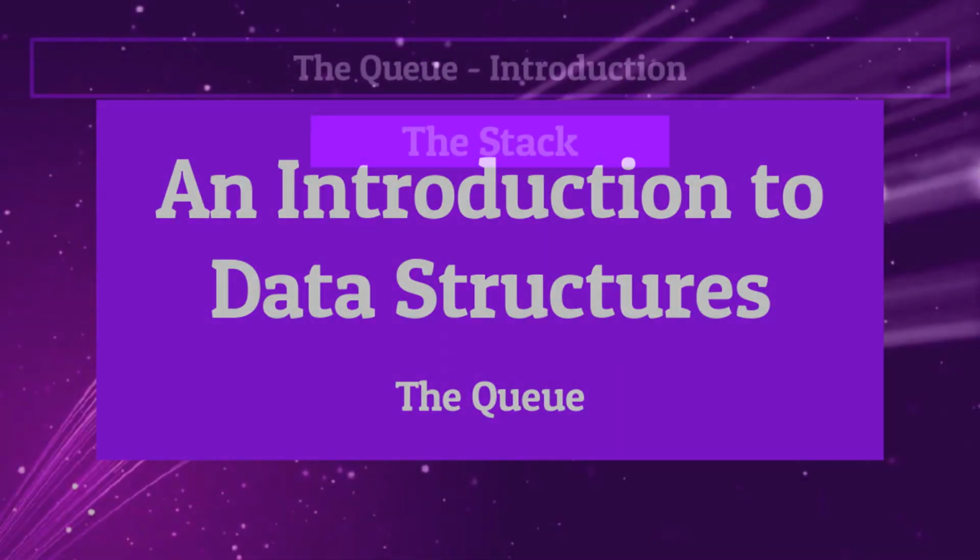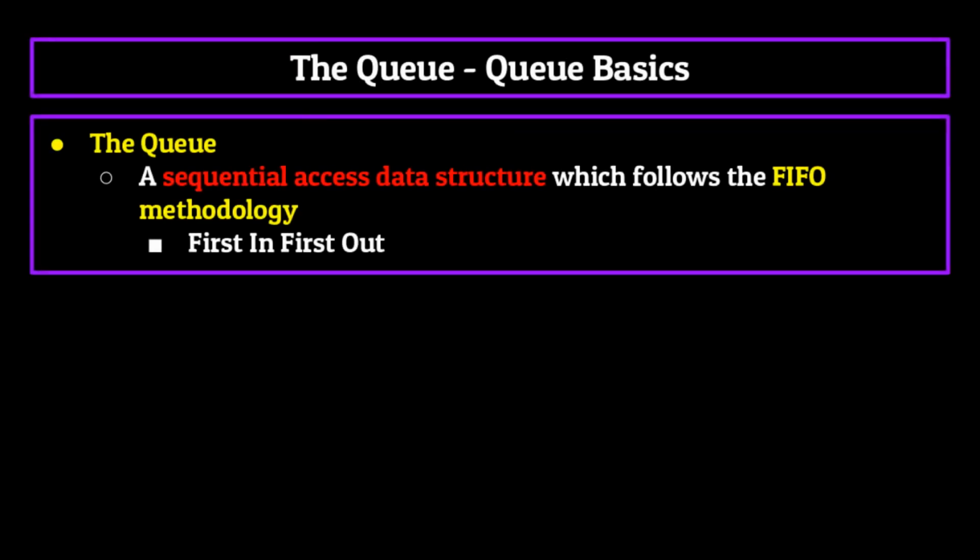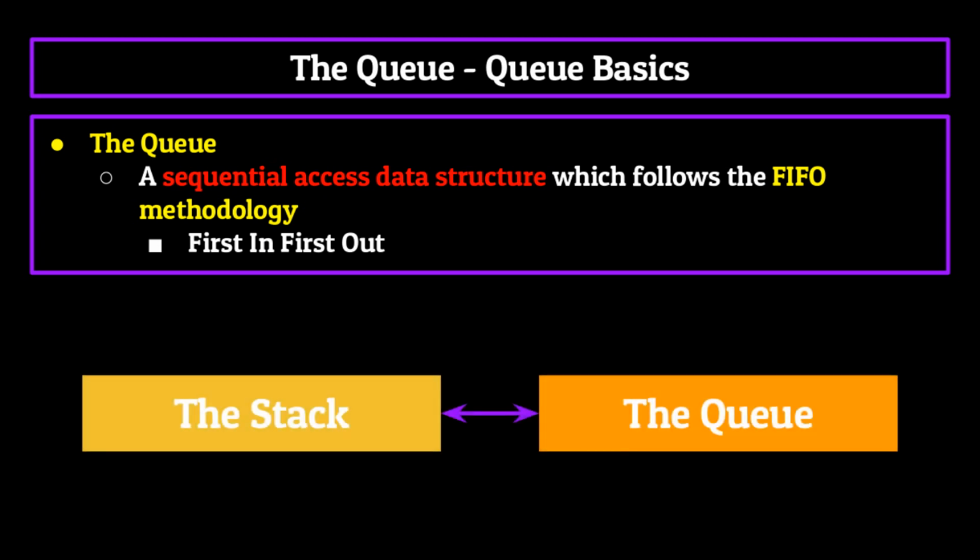So now that we've talked about the stack, a sequential access data structure which follows the LIFO principle, we need to cover the opposite, which in computer science we obviously call a queue. Now, by definition, a queue is a sequential access data structure which follows the FIFO principle, or first in, first out. The stack and queue are very much a dynamic duo when it comes to the world of comp sci, so you'll notice a lot of similarities between the two in the way that they're structured and how they work.